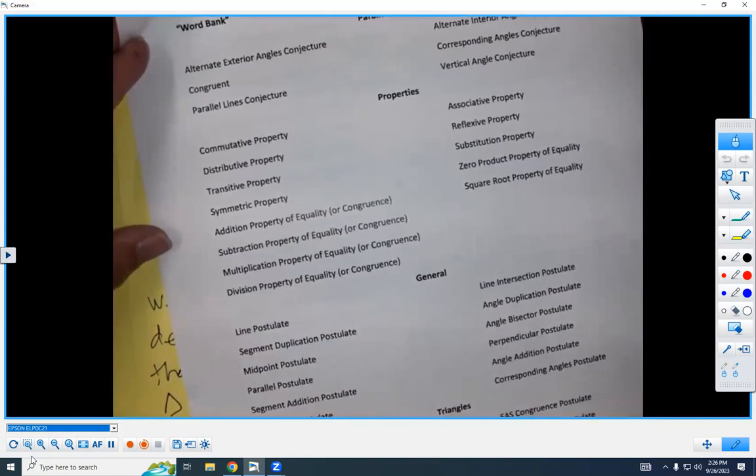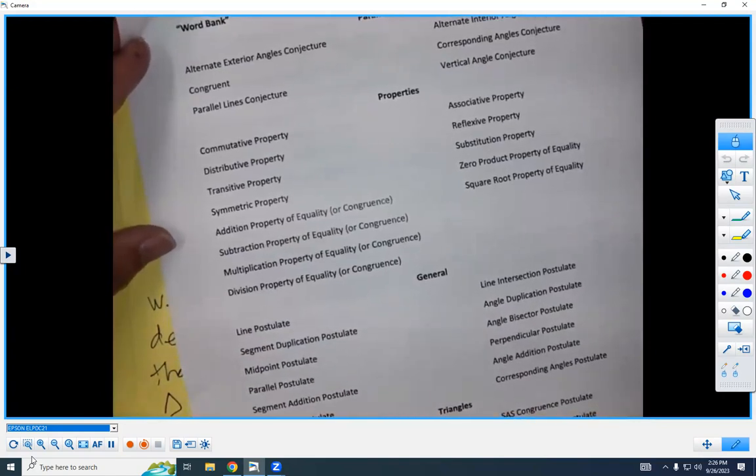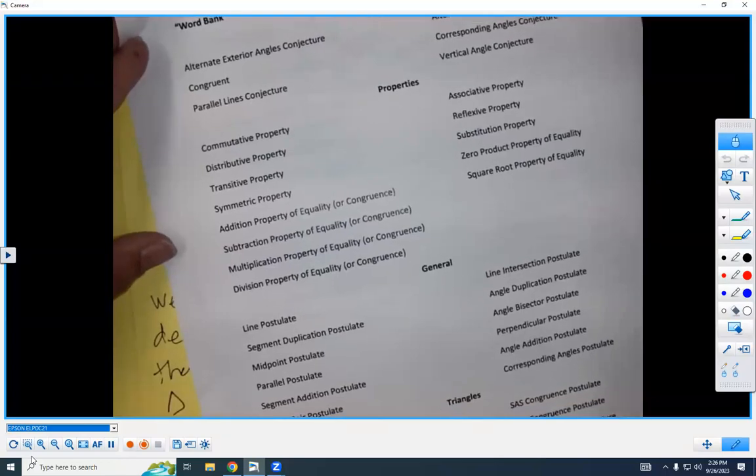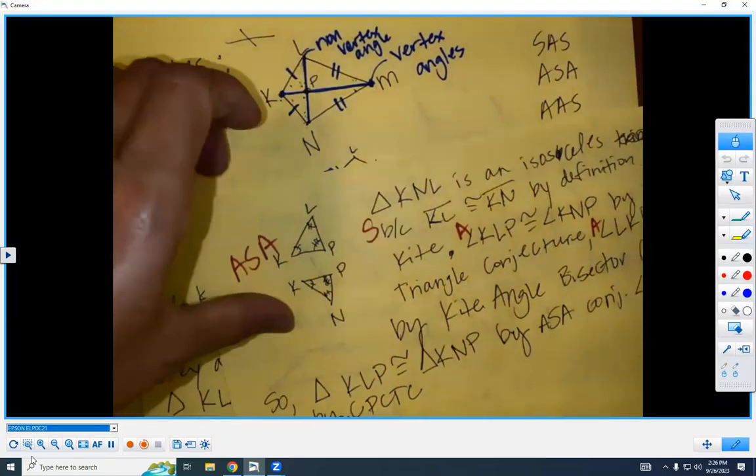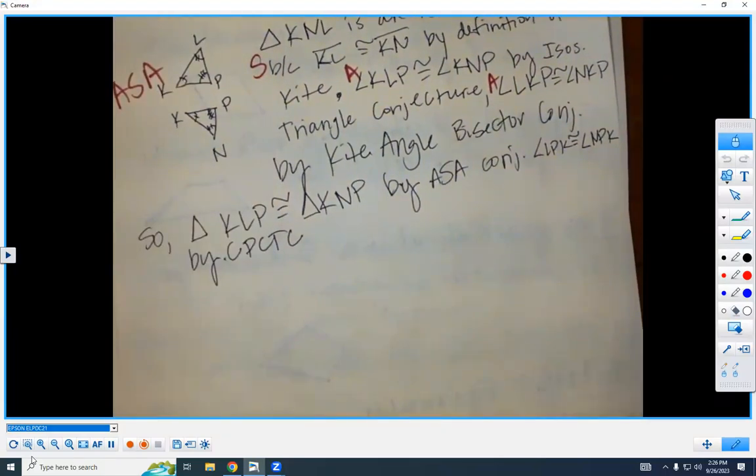What does linear pair mean? Linear pair means that they add to 180, right? So how am I going to write that here? Good question. She says, tell me how to do it.